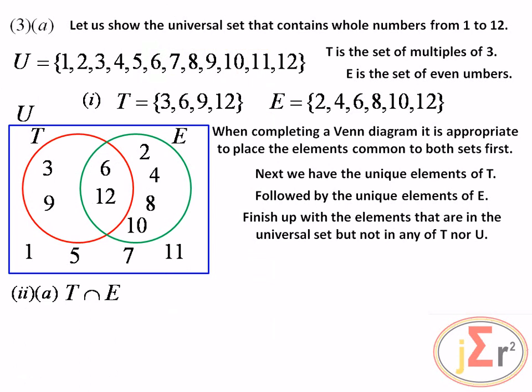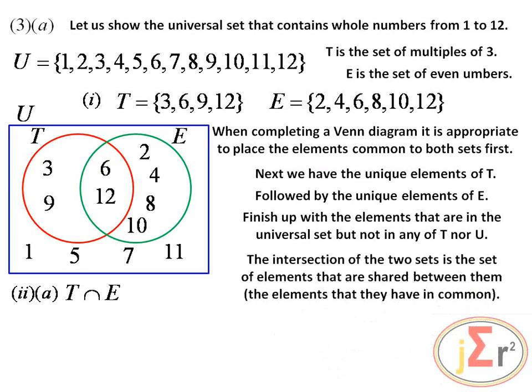Next, we need to find T intersection E, the elements common to T and E. They are 6 and 12. The intersection of the two sets is the set of elements that are shared between them, the elements that they have in common. 6 and 12.